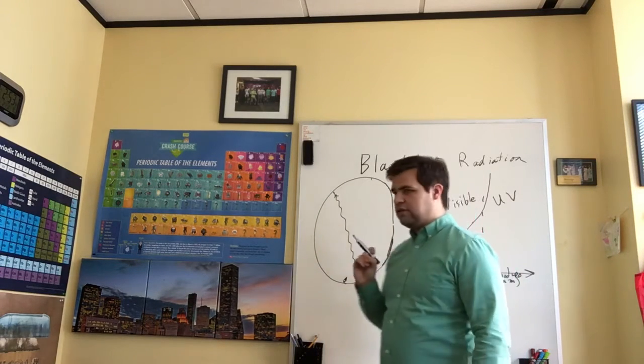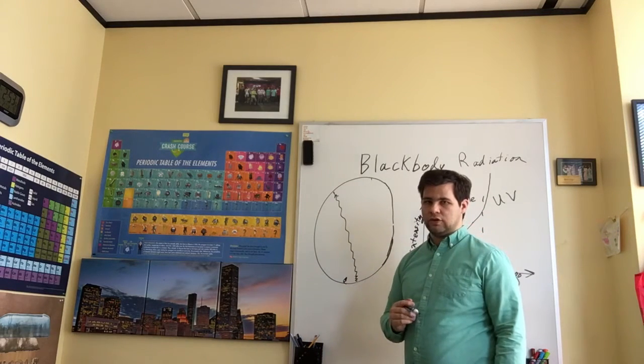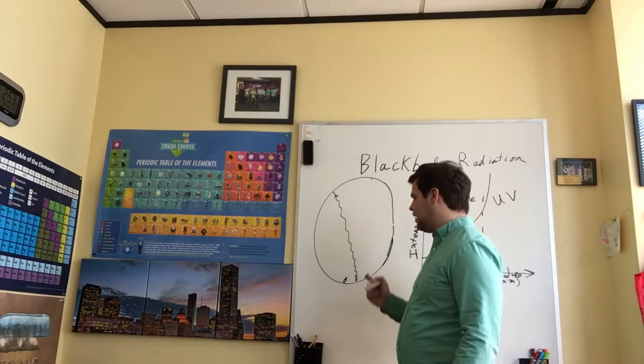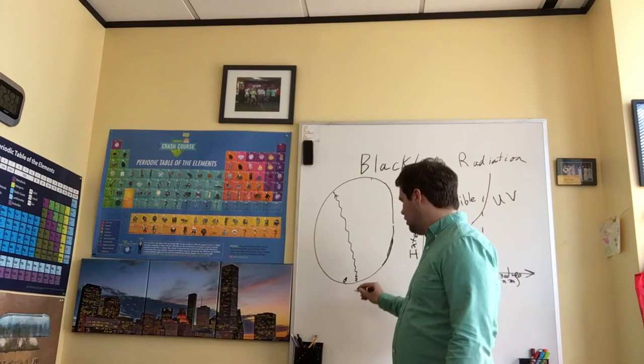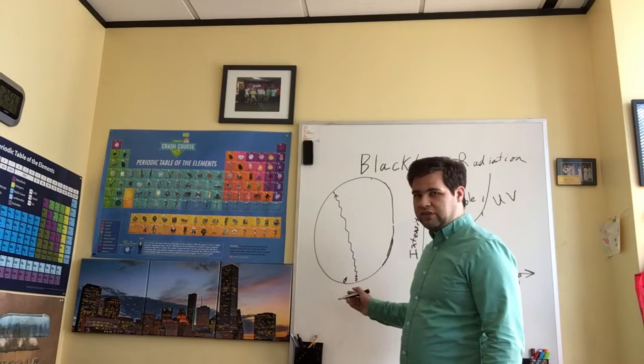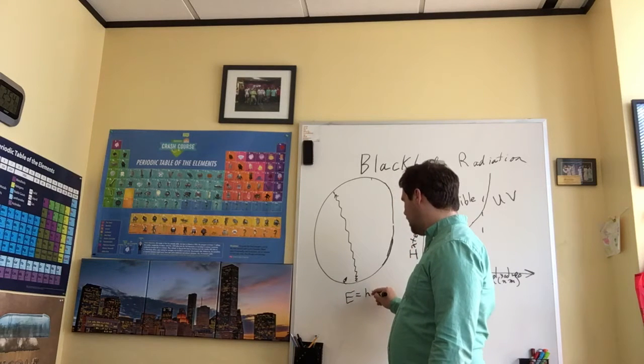Okay, but there's a restriction here on how these oscillators or springs can absorb and emit energy. They always have to emit energy proportional to the frequency of light. So E is equal to h nu.